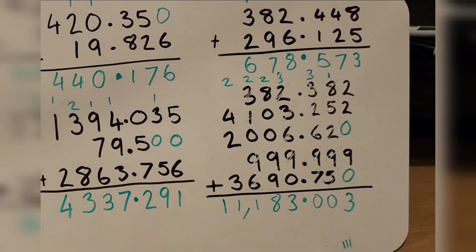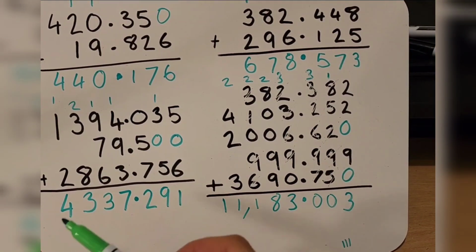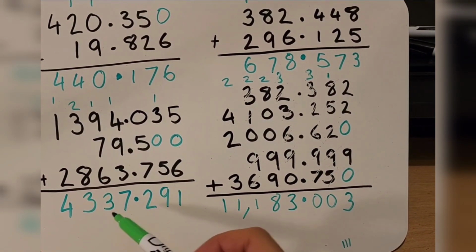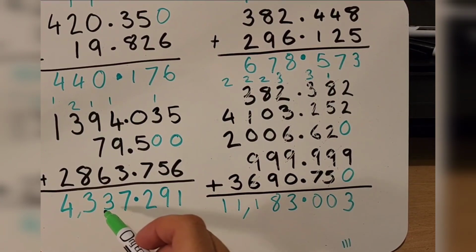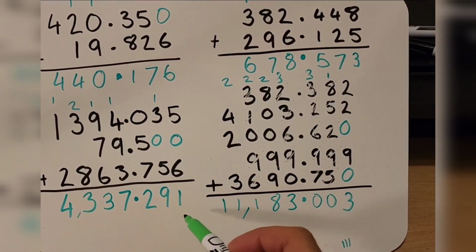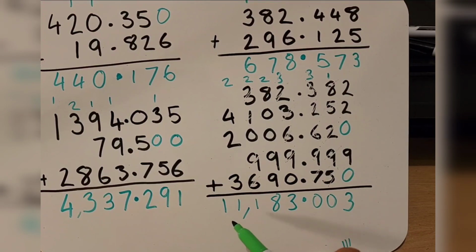Okay, so the answers, as you can see along here, are 4,337.291, and here we have 11,183.003. I understand this one was much harder, so if you've got these right, well done. Video's over for you. If not, I'll talk you through this one a little bit.